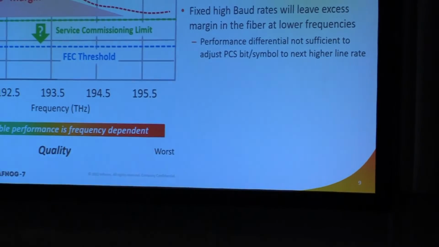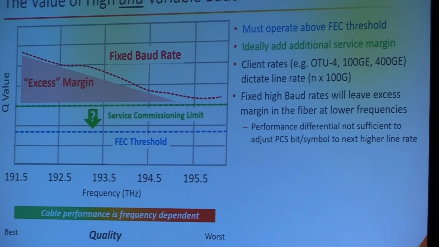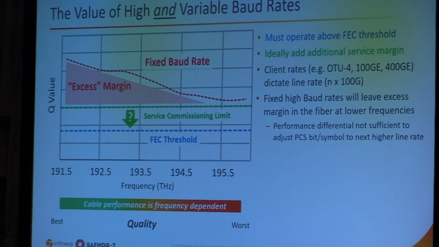It means that if you have a transmission technology with a fixed baud rate, so let's say we use 95 gigabaud, if we go from the worst part to the best part of the spectrum, in order to get to the point where we can make use of that better performance in that spectrum, to go from, say, 400 to 500 gigabit, you actually need a line rate improvement of 25%, going from 400 to 500.